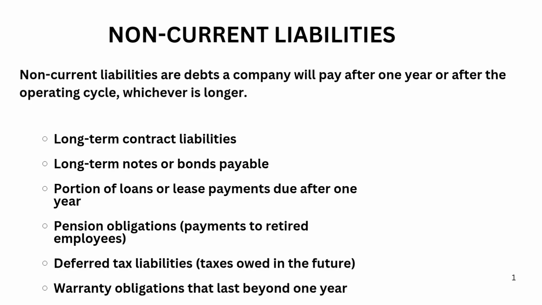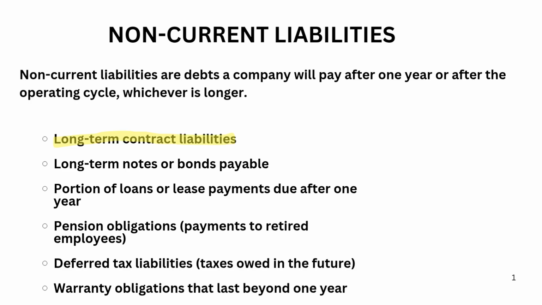Now that we've looked at current liabilities, let's talk about their long-term cousins. Non-current liabilities. These are debts and obligations that a company does not have to settle within 1 year or within its operating cycle, whichever is longer. So basically, if a payment is due later, not now, it's a non-current liability. Let's go through the key types with examples.